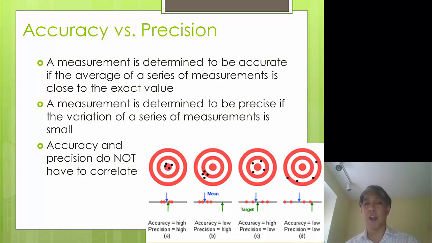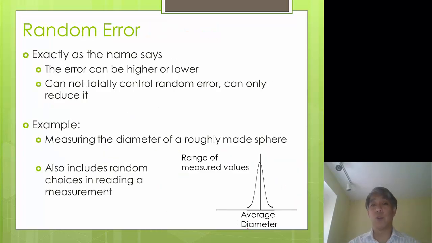It's important to note, though, that accuracy and precision don't have to correlate. I can have both of them being relatively high, as in A. They can both be low, as in D, or different, as in B and C. Okay, so be able to distinguish between accuracy and precision, because random error starts to affect that.